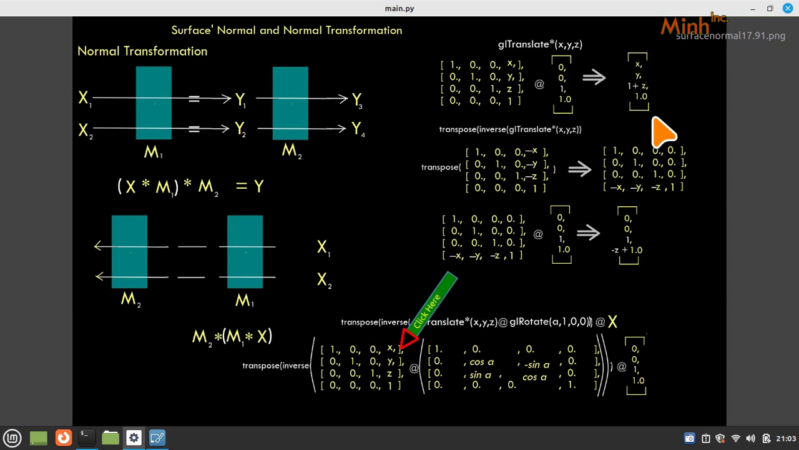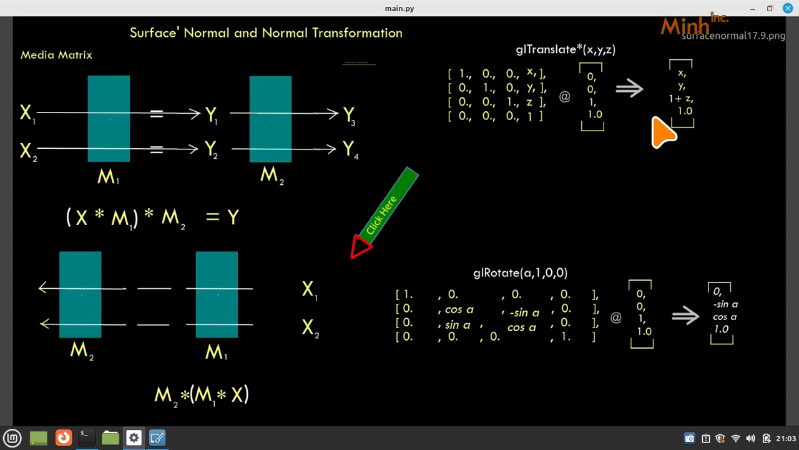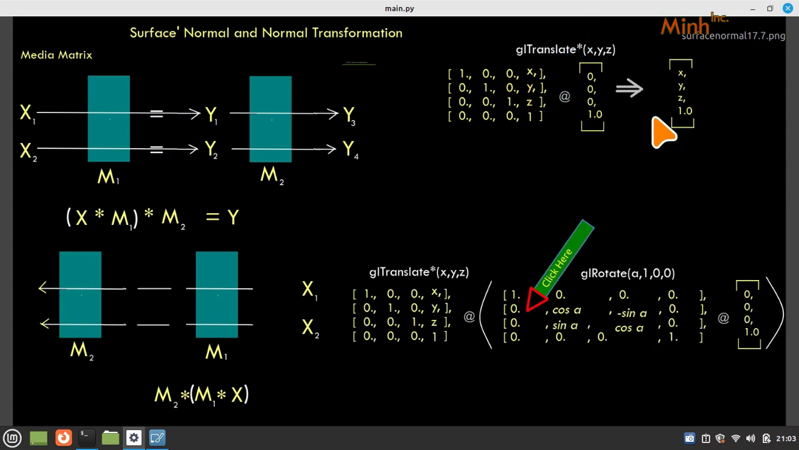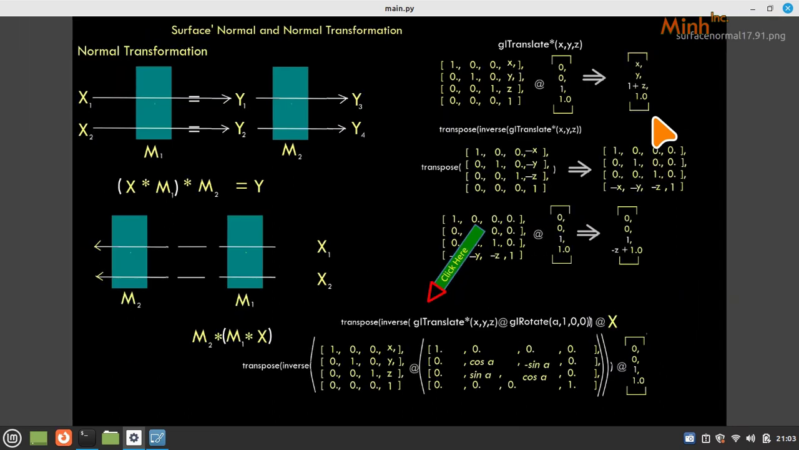Okay, now I have two matrices. One is rotation and one is translation, and we have already calculated this. If it is only translation, if it is only rotation, or we have also calculated if it is a kind of rotation and translation. Okay, now we'll calculate the net matrix for the normal, so that will be inverse and transpose, whatever we get.